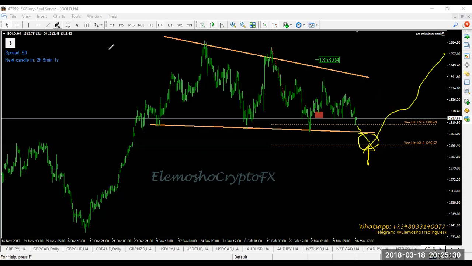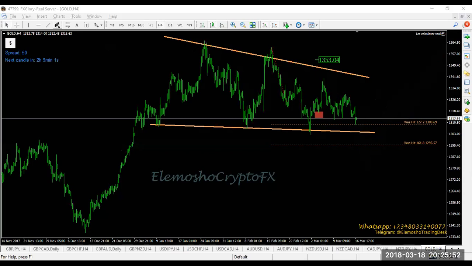So we are in something that looks like a triangle, and the normal setup for a triangle is that you are supposed to have 1, 2, 3, 4, 5. Then you now go to the upside. So price is getting to an area of interest where you want to look for a bullish trend. And so those are the kind of setups that I gave you guys last week.